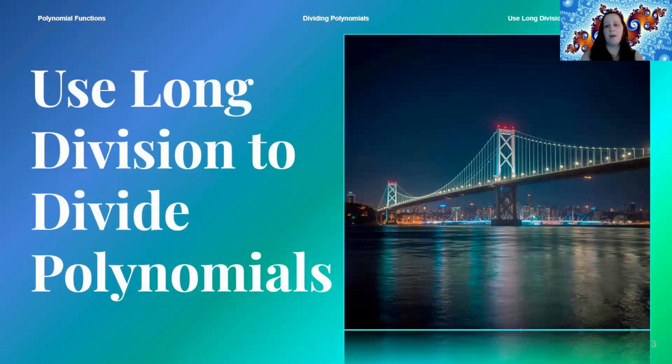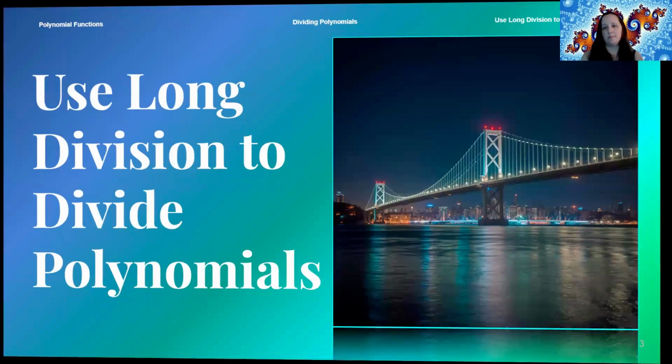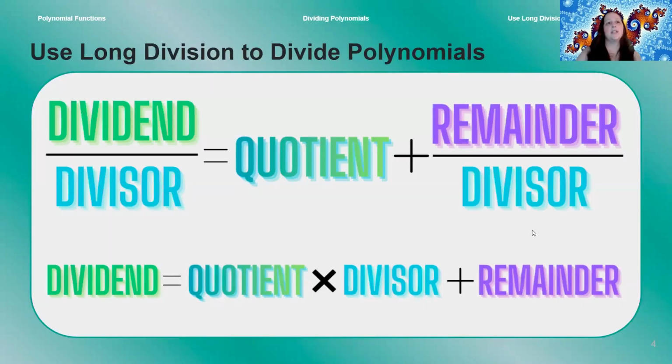Use long division to divide polynomials. So our dividend divided by our divisor equals our quotient plus our remainder divided by our divisor. Or our dividend, so the number that we're dividing into, equals our quotient times our divisor plus our remainder. So there's two different ways that you can write your quotient at the end.